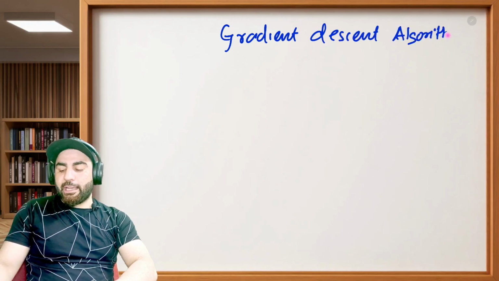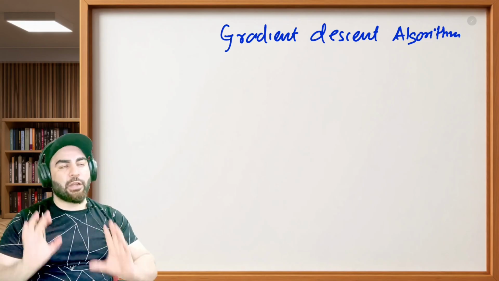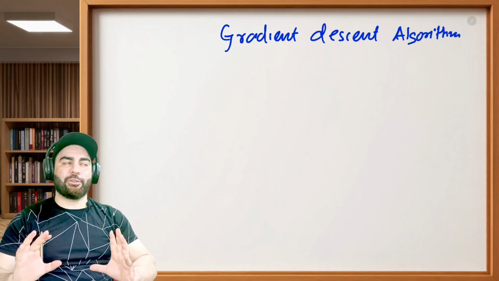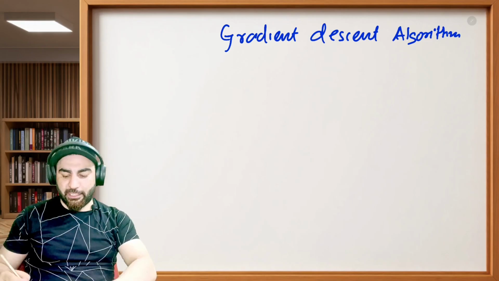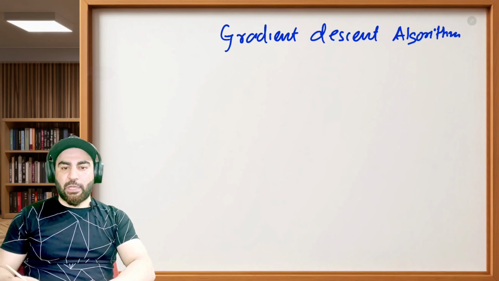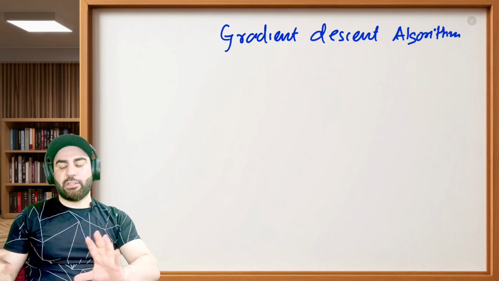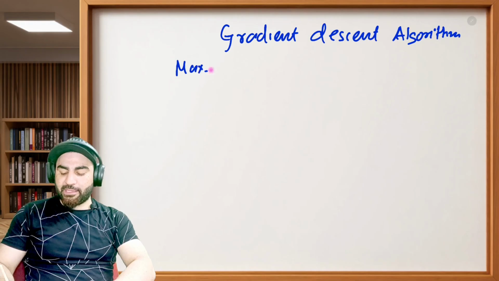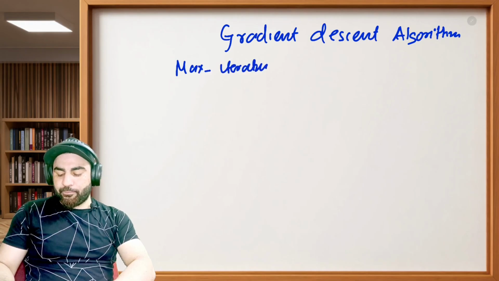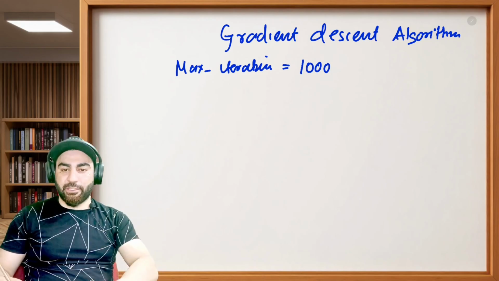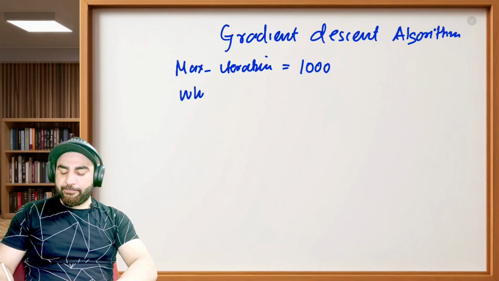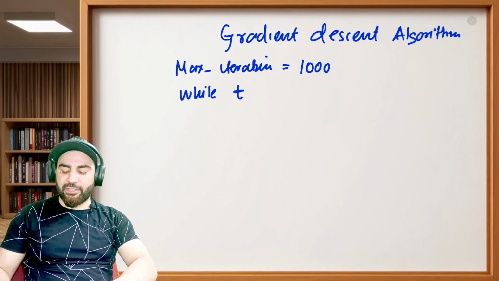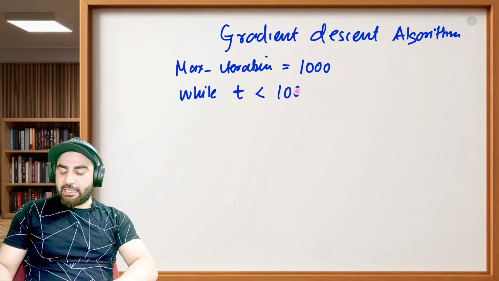The first thing is that it is again an iterative algorithm, because it does not give you a closed form solution. It is an iterative algorithm which you will iterate continuously. So how does the algorithm go? You will initialize something, and you will give some maximum number of iterations, let's suppose 1000 or something. So you keep on doing this while the iteration count t is less than 1000.